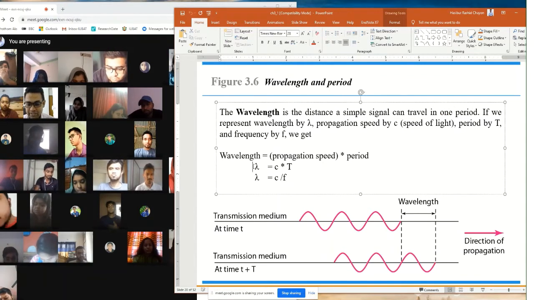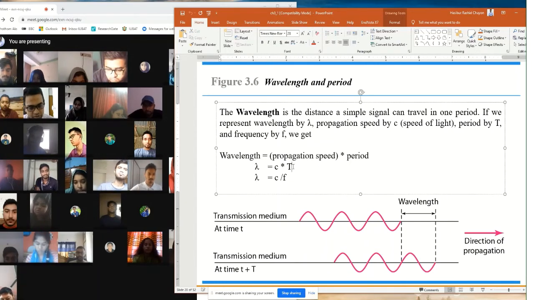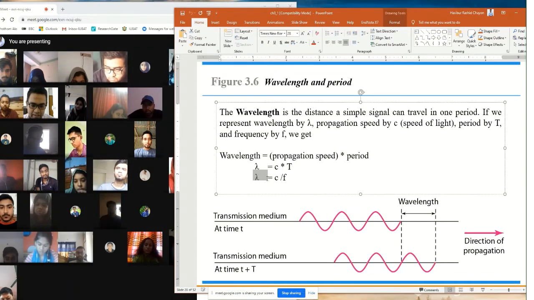So this is the propagation speed multiplied by period. We can write that lambda is equal to c multiplied by T, because T is the period, and we know that T equals 1 by f. So we can also rewrite the equation as lambda equal to c by f. Fine. So that's how we can find out the wavelength of a signal.